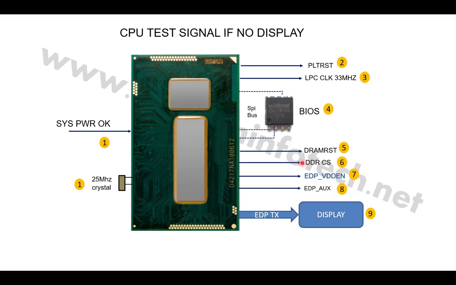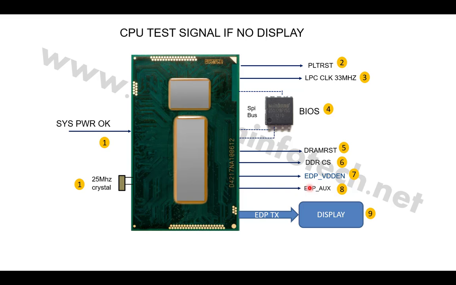After that, if this signal is coming, then the CPU drives a signal called the EDP VDD enable. This is the enable signal to the LCD section. There is an LCD VDD signal of 3 volt, and if everything is okay, like if the CPU is alright, the graphics section is alright, the RAM is alright, and the BIOS is alright, and after that the power on self test is completed, then the CPU drives this signal, enabling the 3.3 volt to the LCD VDD.